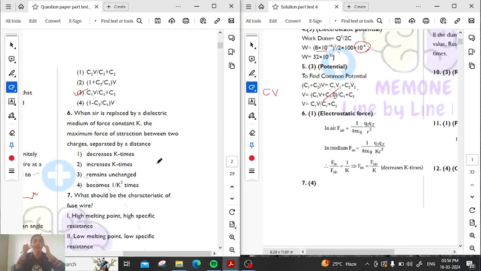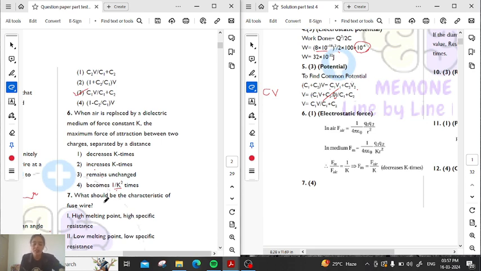The 6th question is, when air is replaced by a dielectric medium of force constant K. So what is given? We have been given the force constant. We need to find the maximum force of attraction between two charges which are separated by some distance, right? So let's solve it. Either it decreases, it increases, it's the same, or it becomes 2 times, 3 times, 4 times, and the value is given like this. So we need to find this.